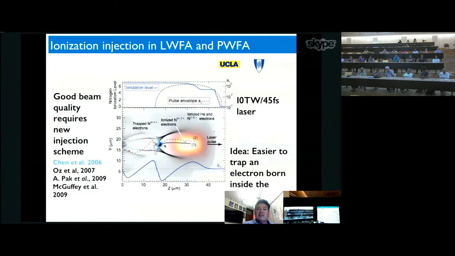So the idea of ionizing atoms inside of the wakefield to trap particles is now an active area of research. It evolved from Chen et al. in 2006 to Pak et al., et cetera. And the idea has really been improved a lot to generate very low emittance beams. So an active area of research is ionization injection of particles into the wake.